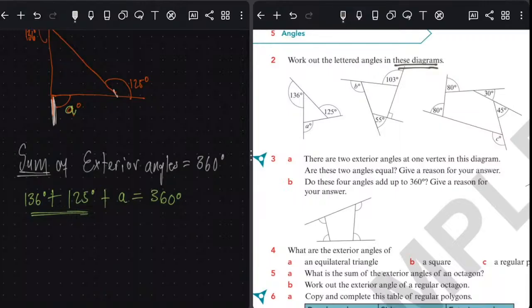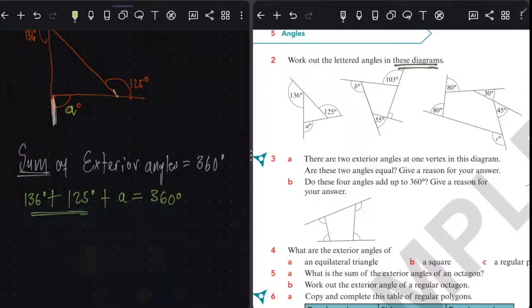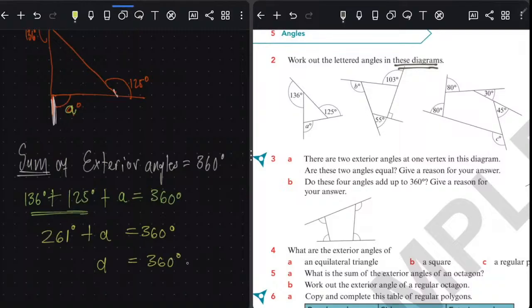261 plus A is equal to 360. How do we get A? 360 minus 261. That's how you get A. What is the answer? 99. Yes. Good job.